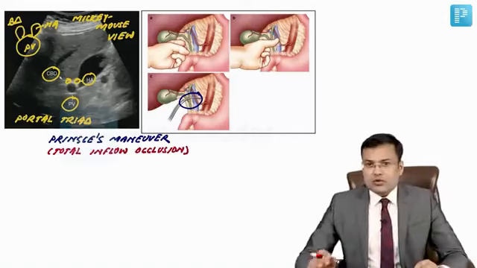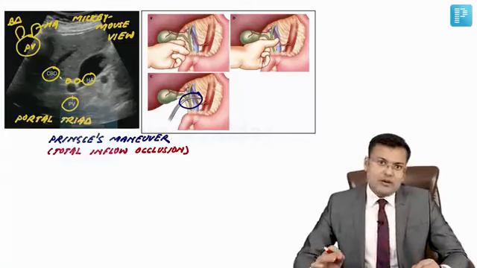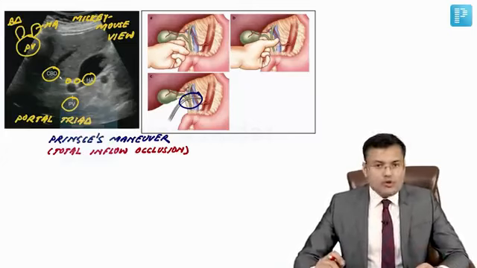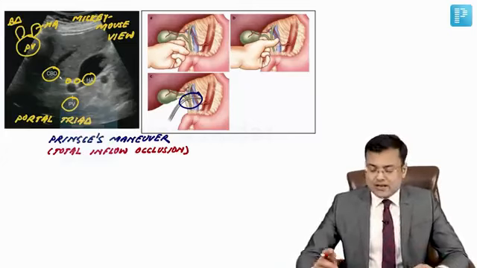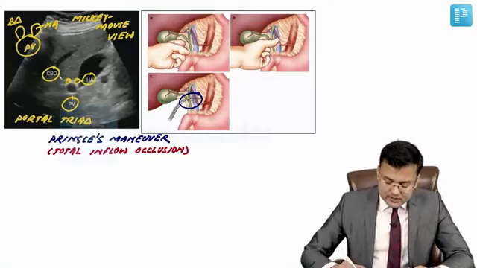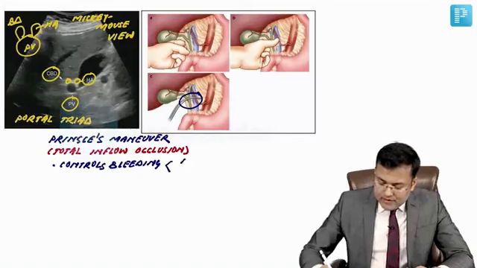So it is also known as total inflow occlusion, in which we place soft clamp in foramen of Winslow, which is also known as epiploic foramen. So I'm going to compress portal vein and hepatic artery. So obviously bleeding is controlled from which structures? It controls bleeding from portal vein as well as hepatic artery.